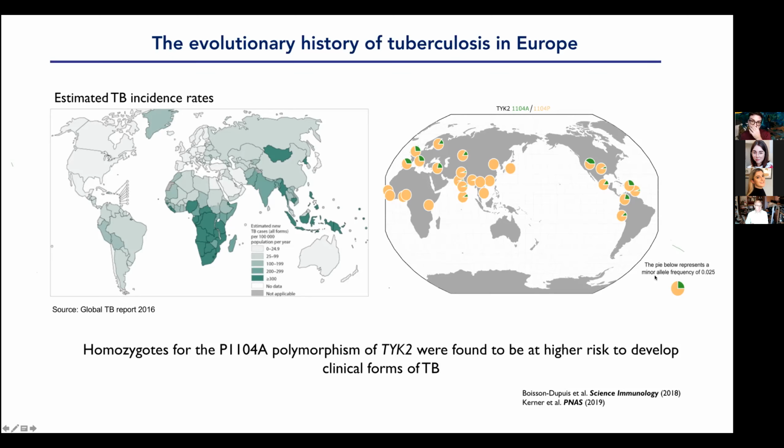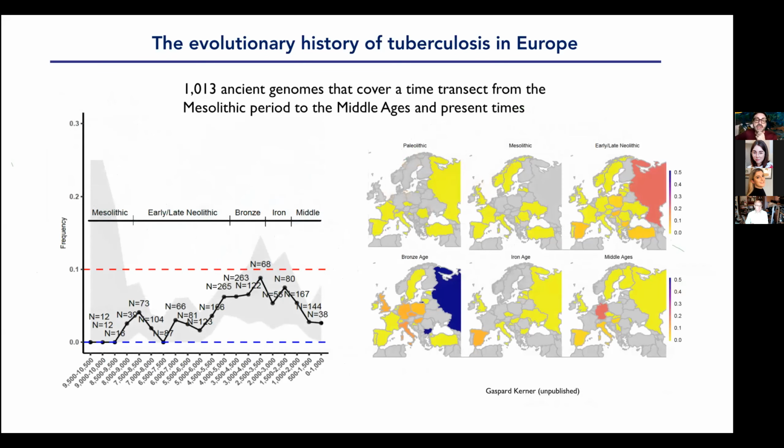This mutation is present in around 2 to 4% of European people, or people that are known to be admixed with Europeans. So as you can see, 2 to 4% of European ancestry people are millions of people that have this mutation, and this mutation increases the risk of developing tuberculosis. What we wanted to do here was to understand the evolutionary history of this mutation. For that, we took advantage of a public database from Harvard of 1,000 ancient individuals that had been living over the last 10,000 years of European history.